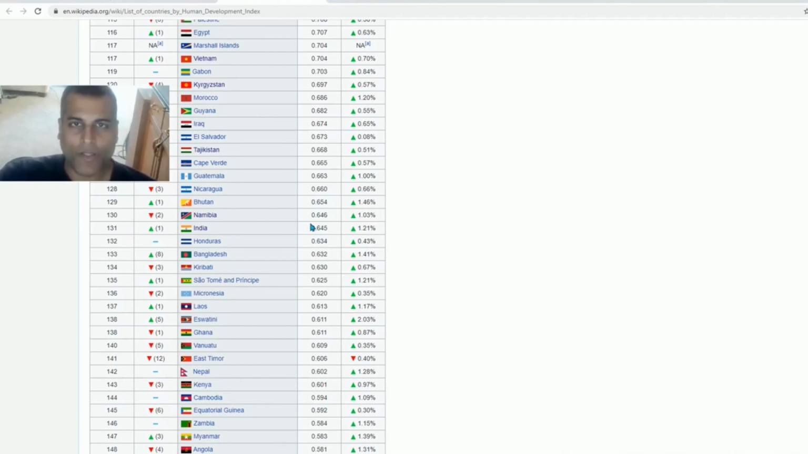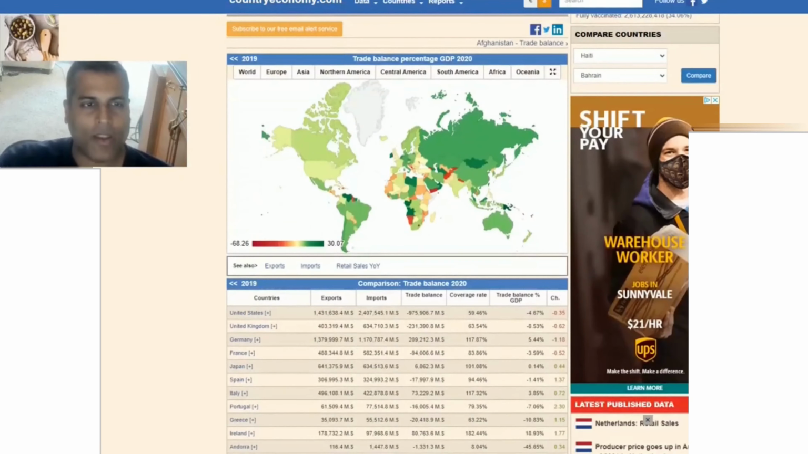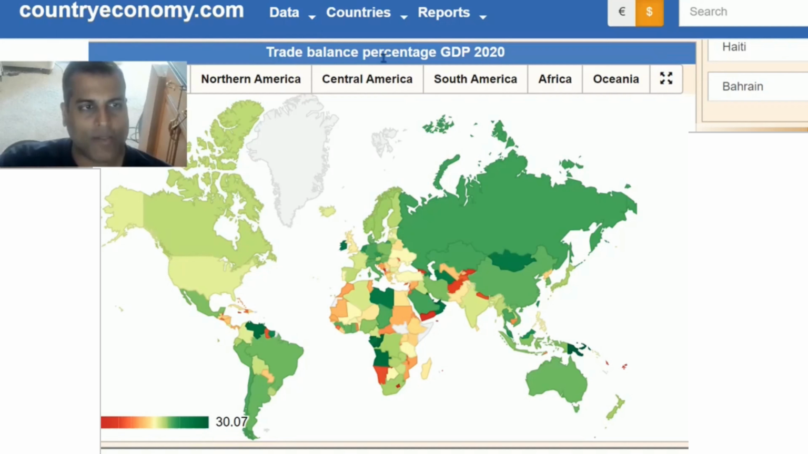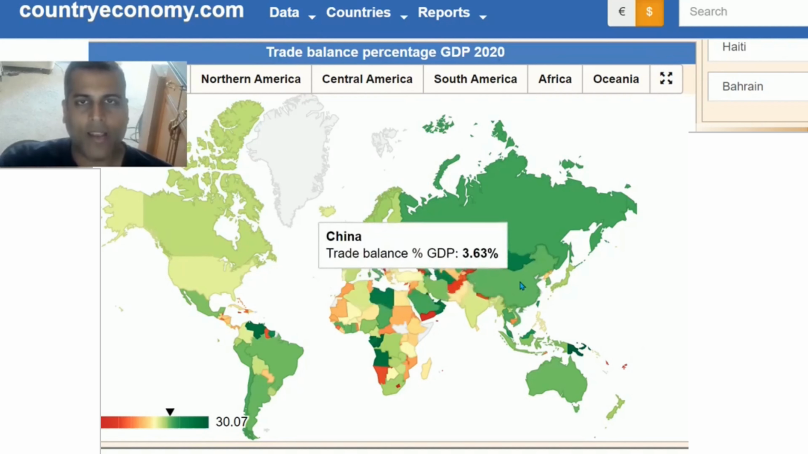And then we go to the third metric, which is balance of trade. These links will all be in the description box below. So we see trade balance percentage of GDP 2020. China has a positive trade balance, 3.63% of GDP. That means it is exporting more than it imports by an amount that equals 3.63% of its GDP in 2020. That is good. It has a trade surplus, which is what a country wants to have, because that has a bunch of other multiplier effects within that country.